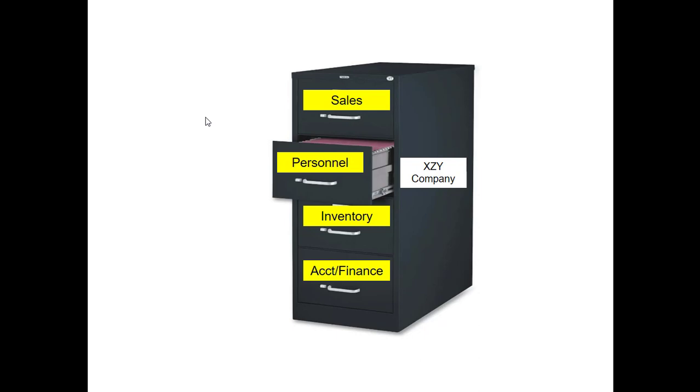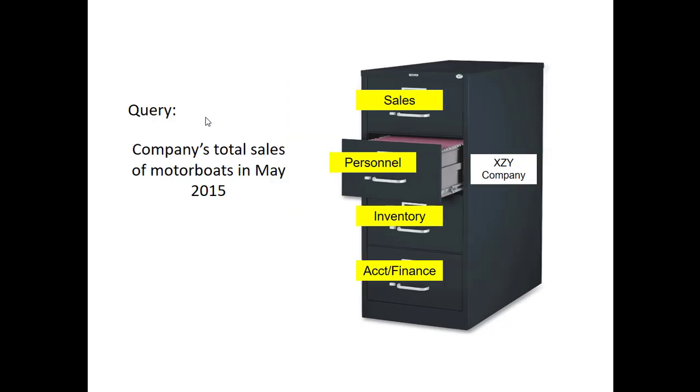The first question I'd ask the class to answer is: if you had to figure out the total sales of motorboats in May of 2015, how would you do that? I say, talk to the person next to you, and after about 30 seconds to a minute, I'll call on a couple of people. They say, well, we'd go to the sales drawer, pull that out, find our way to May 2015, look for the data, and then compile that and come up with the total sales figure. Great, I agree, that's how I would do it too.